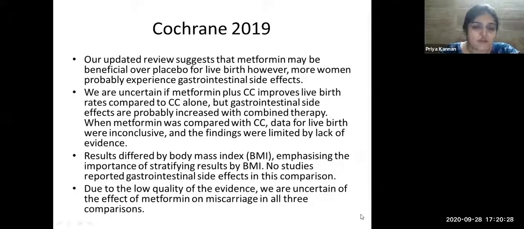It's a slight amount of loose stools. Don't worry, if we counsel them that it is the drug acting, they probably will understand. The results differed. In this particular Cochrane, they were very clear about it that the results differed by the BMI, emphasizing the importance of stratifying results when we use metformin as an adjuvant to be stratified on the basis of BMI. Due to the low quality evidence, they were uncertain about the effect of metformin on miscarriage in all the three comparisons.